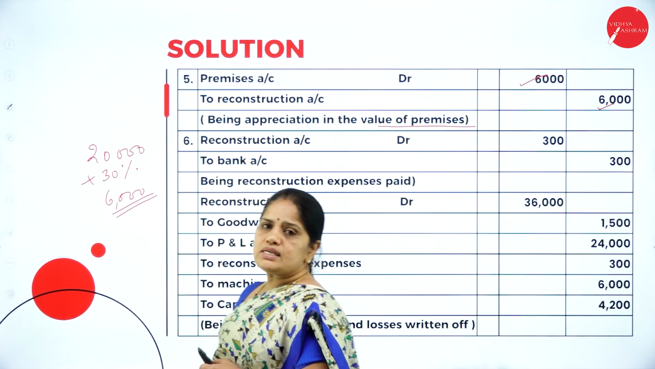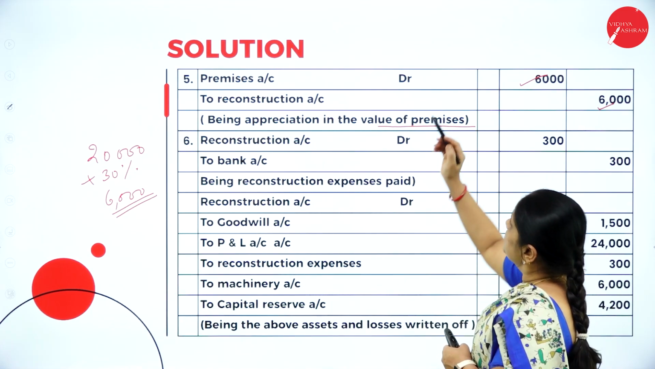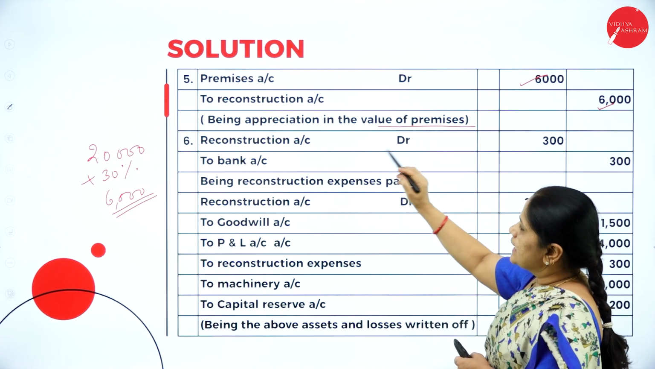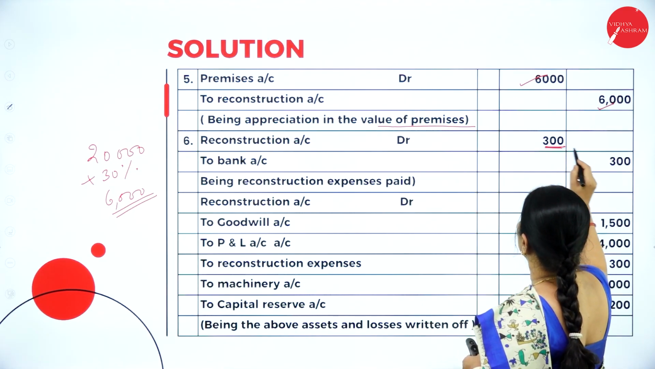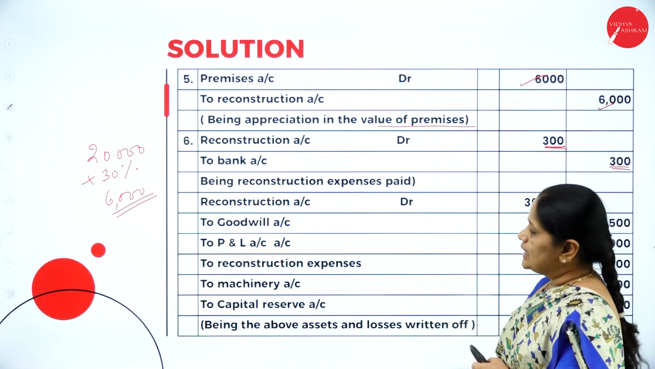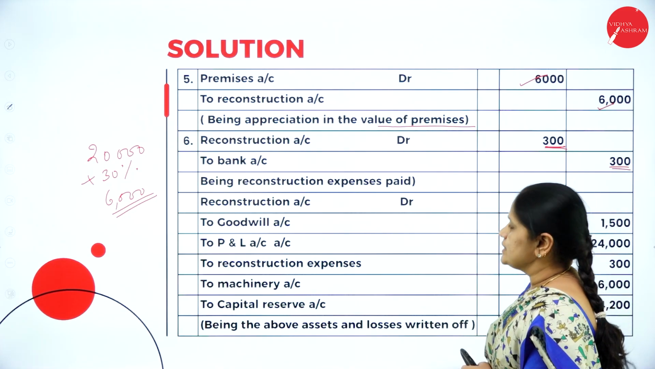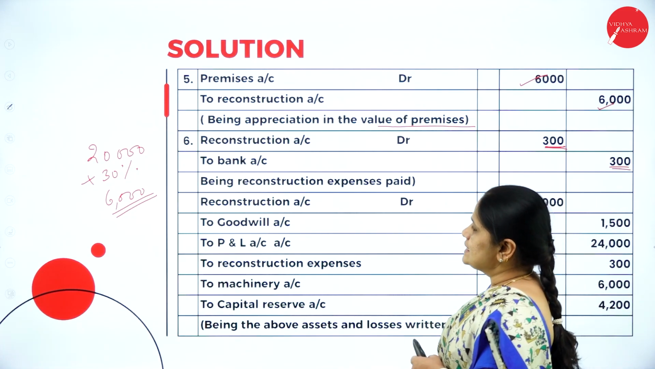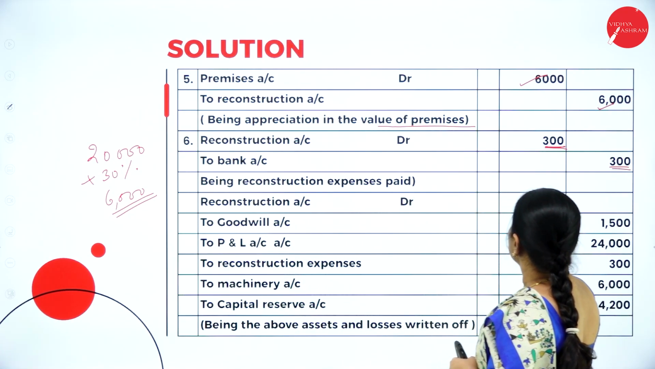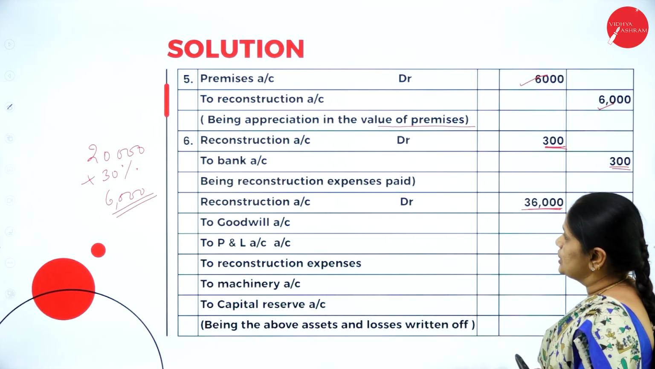So for this 6,000 appreciation, we have passed an entry here. Then next is reconstruction account debtor to bank. So we have paid the reconstruction expenses, that is 300 rupees. Now in the last entry, I will just add whatever is the balance in the reconstruction account.